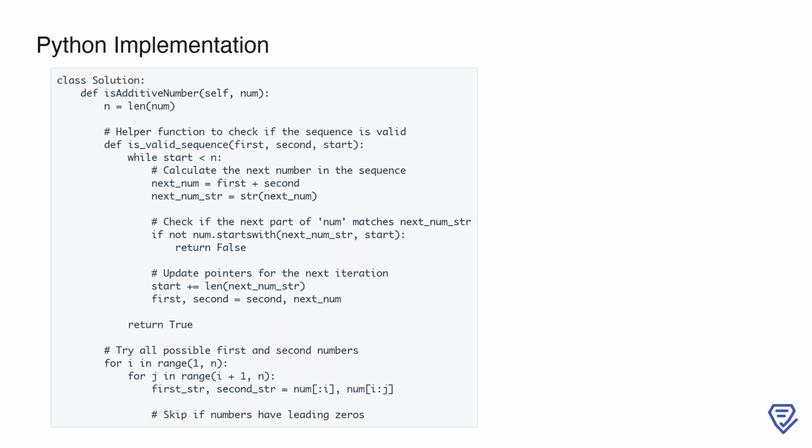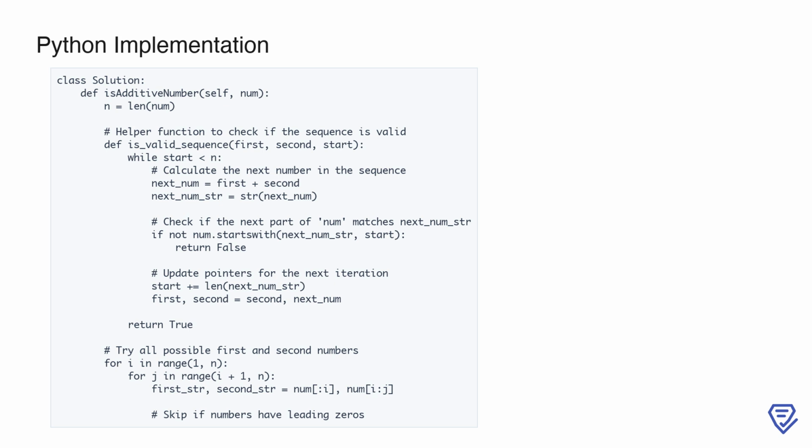In the loop, we calculate the next number in the sequence by adding first and second. This result is converted to a string, and then we check if the substring starting at the current index matches this calculated number. If it doesn't match, we return false. Otherwise, we update the start pointer by advancing it by the length of the next number, and shift first and second forward in the sequence. If the loop completes without issues, the function returns true, indicating that the sequence is valid.